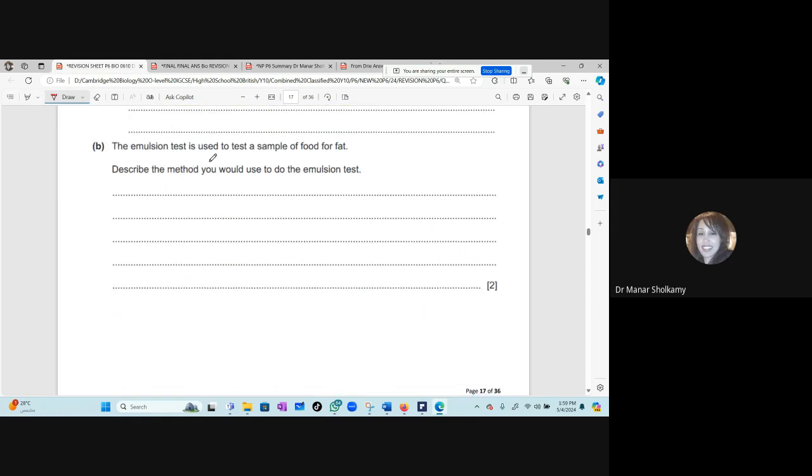Okay. Describe the method you would use to, yes, let's remember together. What is the emulsion test? What do I add? Ethanol. Yes. You're telling me ethanol and you're not sure. You should be very sure by now. I will add ethanol. I shake and then I add what? Water. Just ethanol? Yes, water. Don't forget water. If you don't add water, you lose a mark. And what will be the result if there is fat? Cloudy emulsion. Yes. Cloudy, milky, whatever.